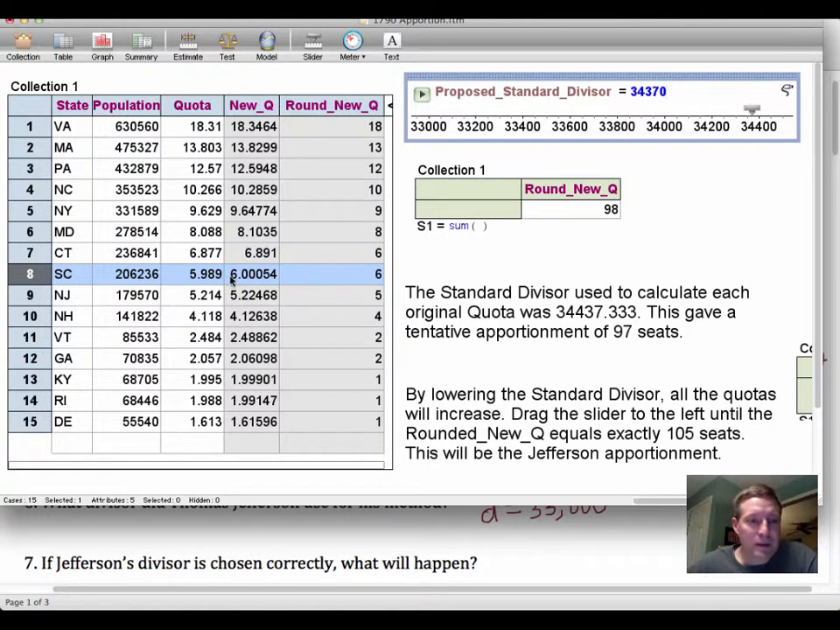So I've got my calculator right here. Let me just do that. South Carolina's population is 206,236.